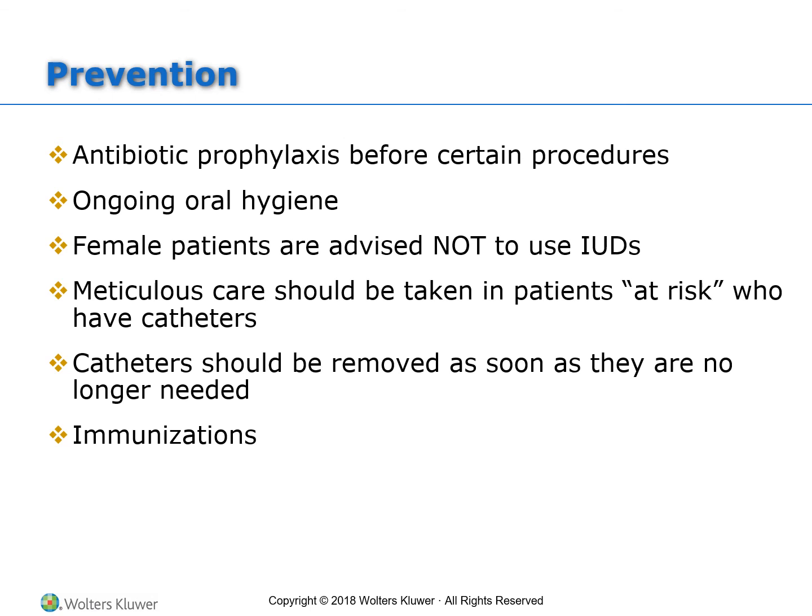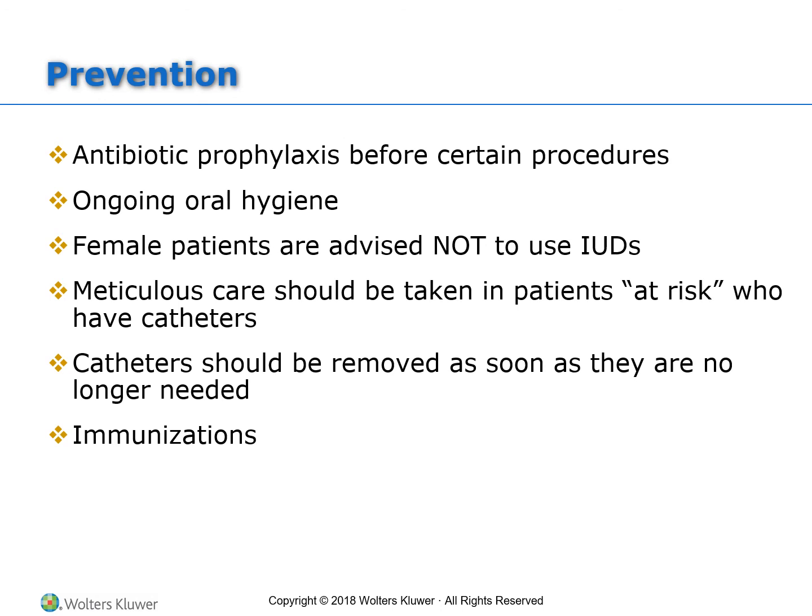Okay. Prevention is the best way to treat if a patient is going in for certain procedures, especially if they have some sort of valve replacement, then they need to be put on antibiotics prophylactically. They need to have good oral hygiene. You can have an infection or bacteria in the mouth or throat that will spread to the heart. Female patients are advised not to use IUDs because you can get infection from the IUD that becomes systemic and goes to the heart generally.